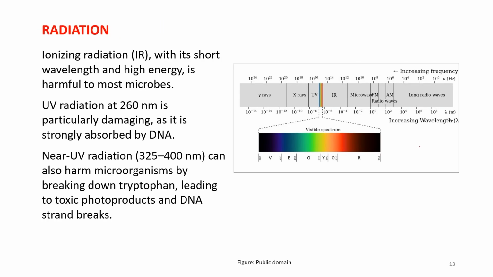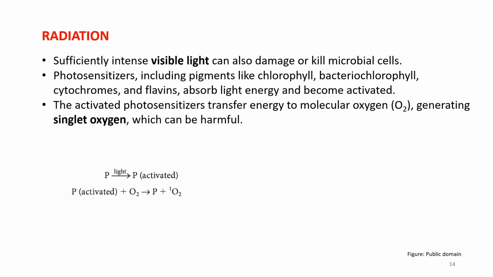So, this is the overall radiation spectrum, and you can see the visible spectrum over here, and then you have the ionizing radiation with its short wavelength, which has high energy and is harmful to most microbes. UV radiation at around 260 nanometers is particularly damaging as it is strongly absorbed by DNA. Near-UV radiation between 325 and 400 nanometers can also harm microorganisms by breaking down tryptophan, leading to toxic photoproducts and DNA strand breaks.